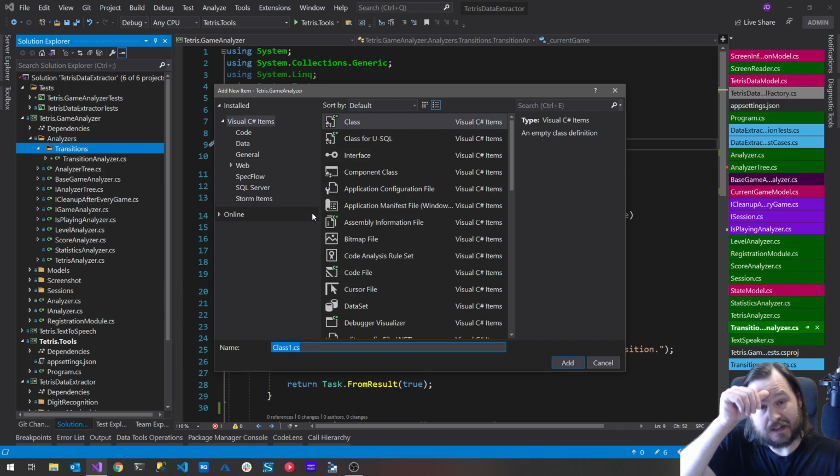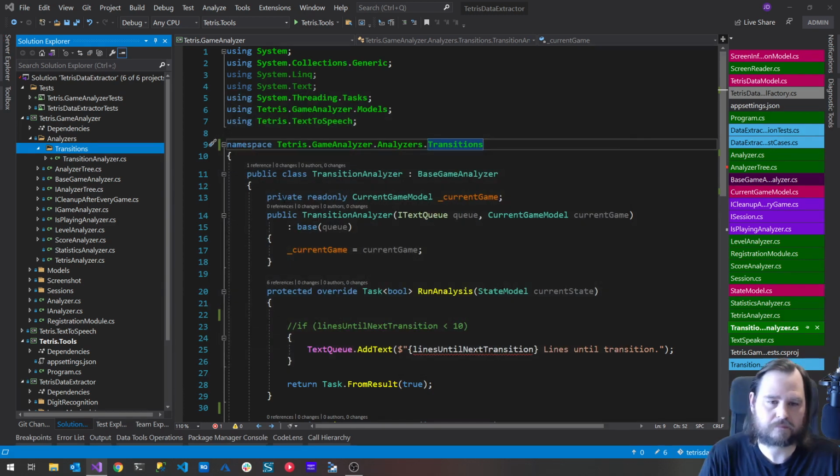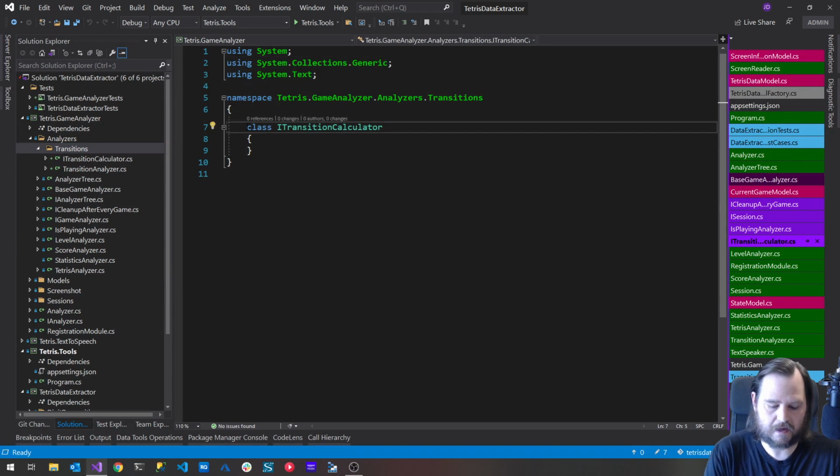Okay, we're also going to make an interface. You don't have to make it an interface, but I do like making interfaces. I transition calculator. I like making interfaces just because we can mock them out.